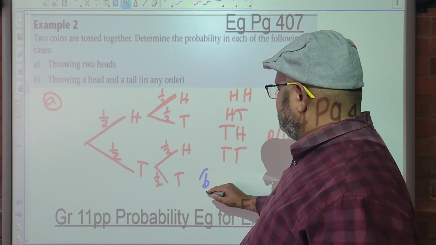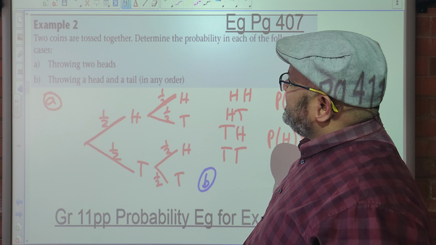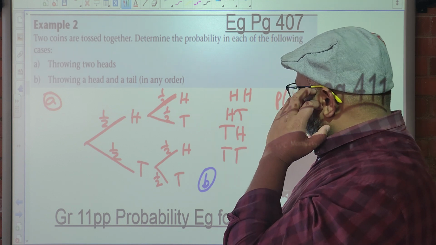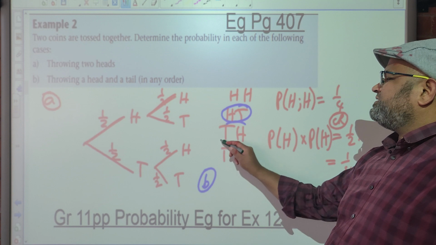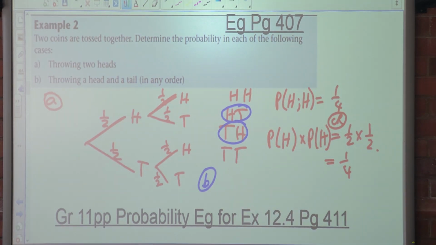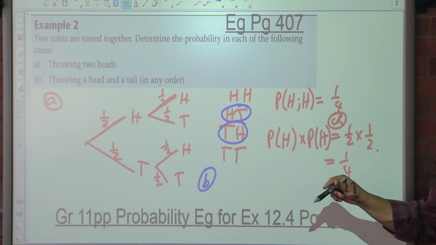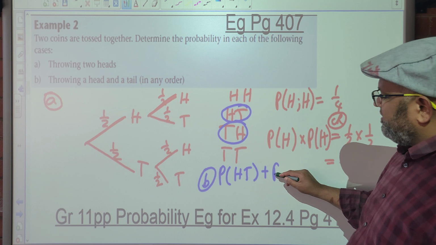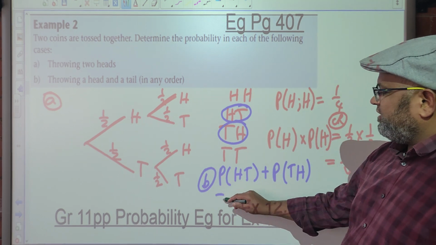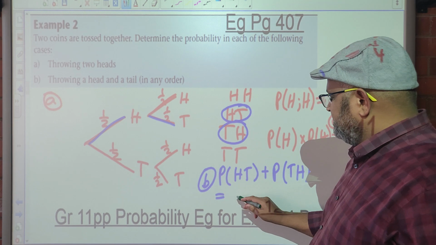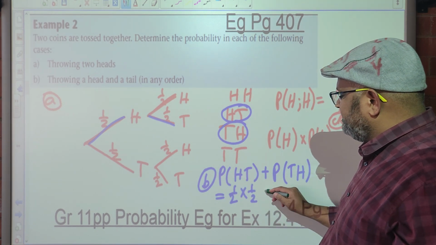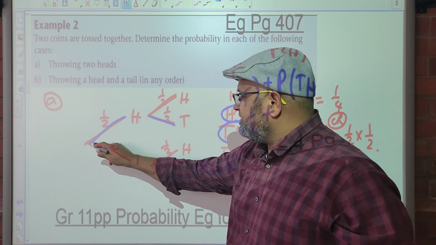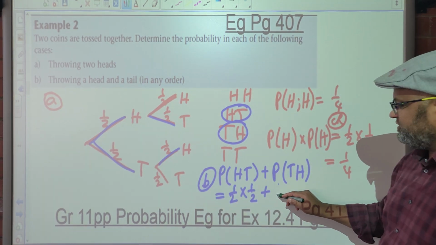Let's look at B. Throwing a head and a tail in any order. So in other words, heads then tails or tails then heads. You guys understand? So what would that be? 2 out of 4, which is a half. Or you could have said the probability of heads and tails plus the probability of tails and heads. The probability of heads then tails will be half times half, plus the probability of tails then heads.